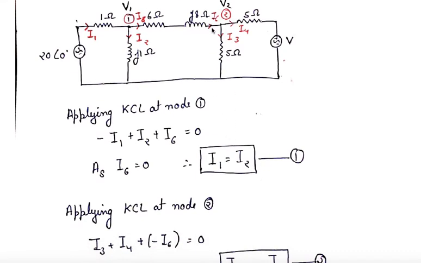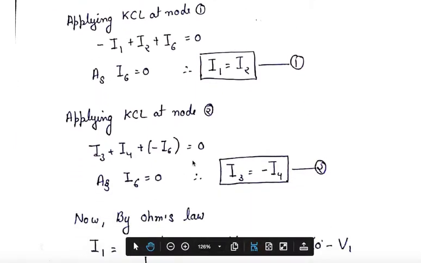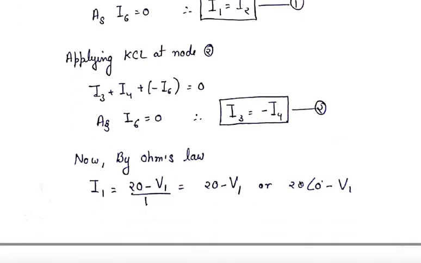Here I6 is entering the node, so it will be minus I6 plus I3 plus I4. I think it is getting clear to you that leaving current we take as positive and entering current as negative polarity. So I3 plus I4 minus I6 equals 0, then again I6 is 0, so I3 equals minus I4. This is another conclusion which we get from this equation. Now we will find the value of all the currents I1, I2, I3 and I4. We will take out the values in terms of V1 and V2, and then put them in our equation.